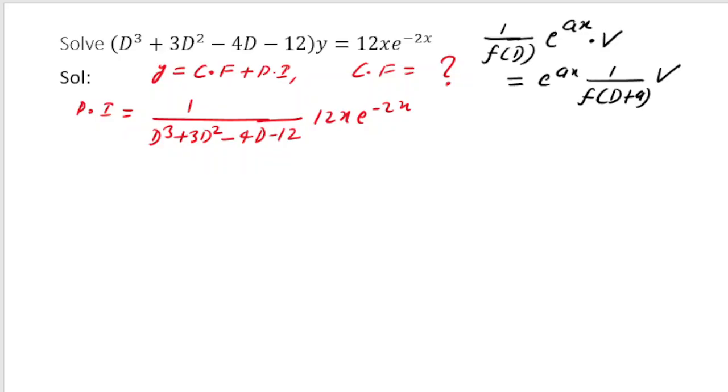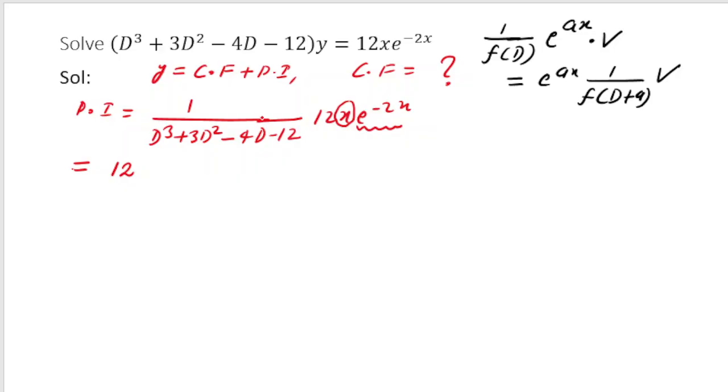Okay, so how to solve this problem? Let me first write a few steps and then I will discuss. So 12 is a constant, no problem. Here e to the power ax is e to the power minus 2x, and what is v? v is a function of x, so it is x. It may be anything, x square or any function of x, but here it is x, which is also a function of x, right? So what is the process?